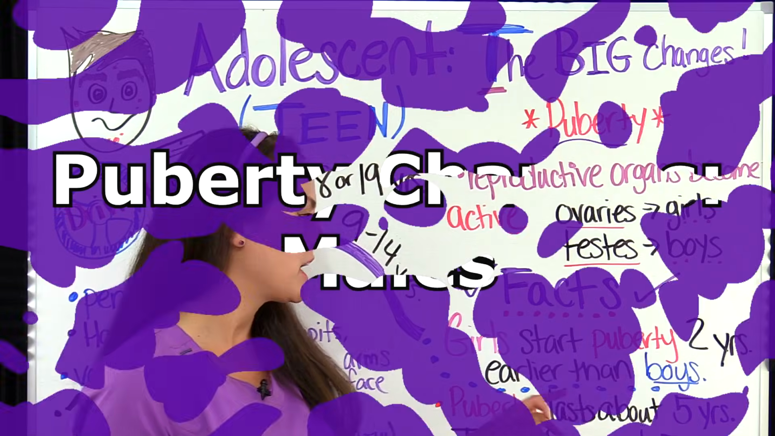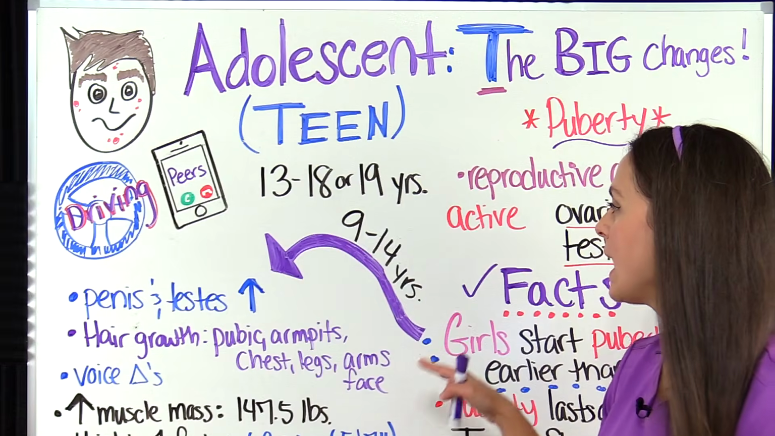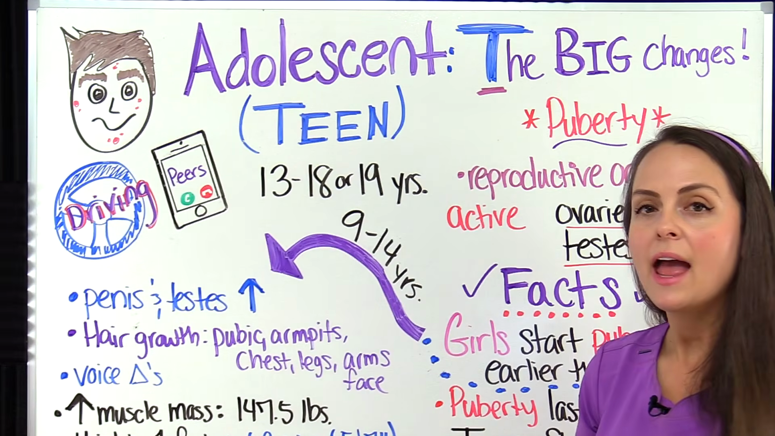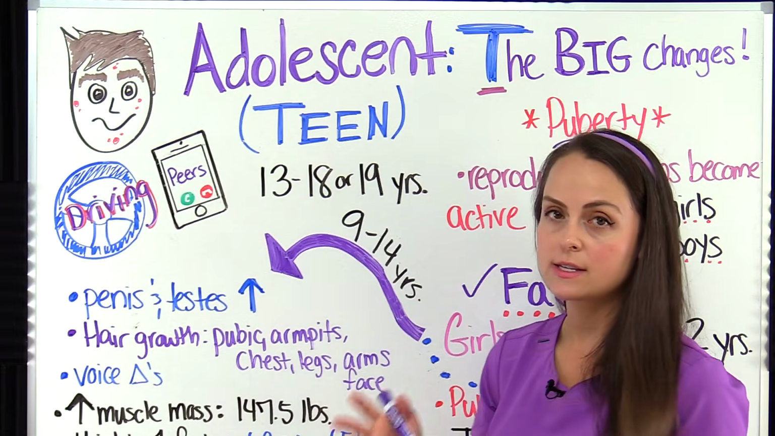Now let's look at puberty changes for boys. So boys can enter puberty anywhere between 9 to 14 years of age. And what happens is that the penis and the testes will start to increase in size.